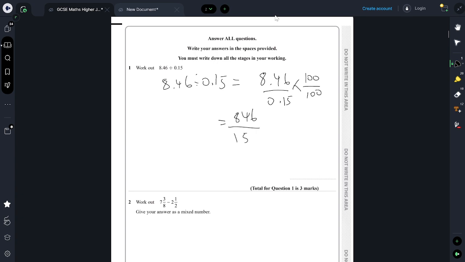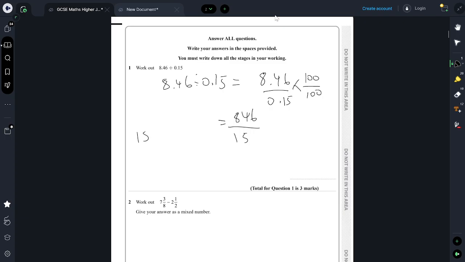This is now the same division as 846 over 15. Move 2 decimal points because it's 100, 2 zeros. You have to do the same to top and bottom because these are equivalent fractions, since I'm timesing the top and bottom by the same number. The whole idea is to get rid of the decimal point, which is why writing the division as a fraction is very helpful here. So now all we need to do is work out 846 divided by 15.